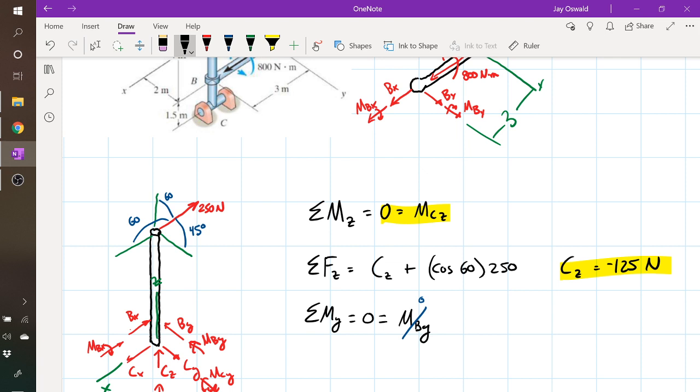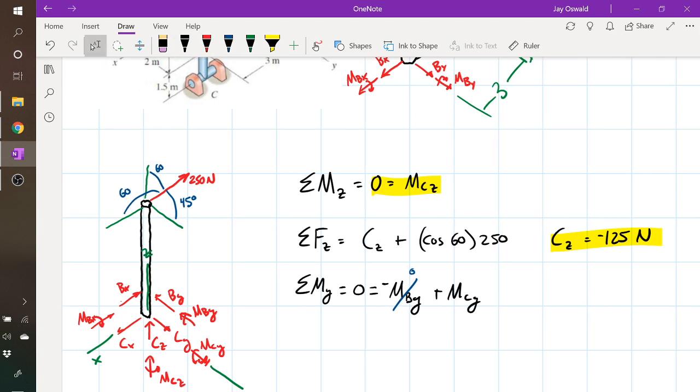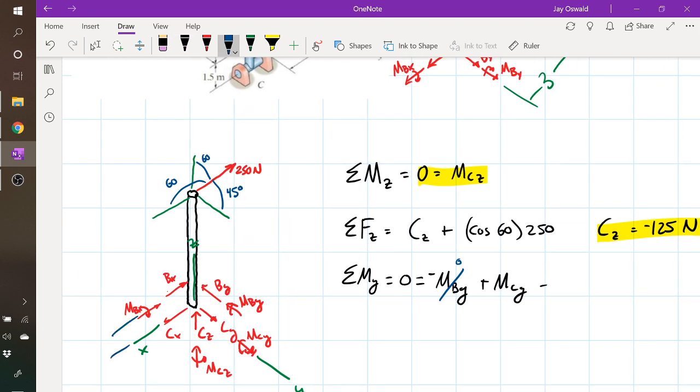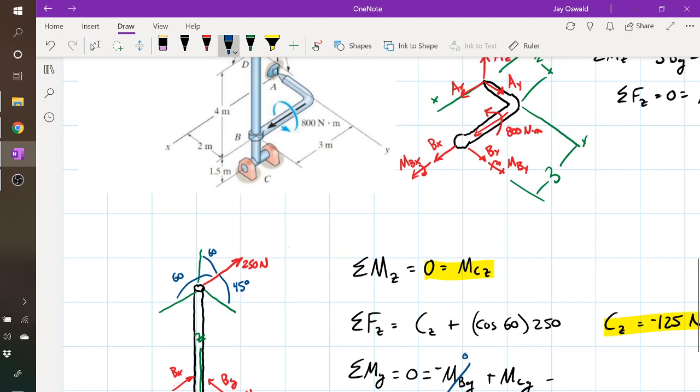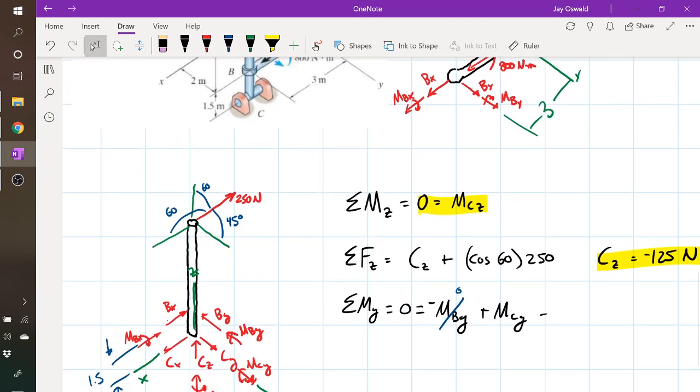BX times the Y one, the force. So BX. Oh, I have an MCY too, don't I? Yeah, this is actually minus plus MCY. Then BX is going to be negative, right? Yeah, let's put that length in there. 1.5, right? And then this other distance is 4.